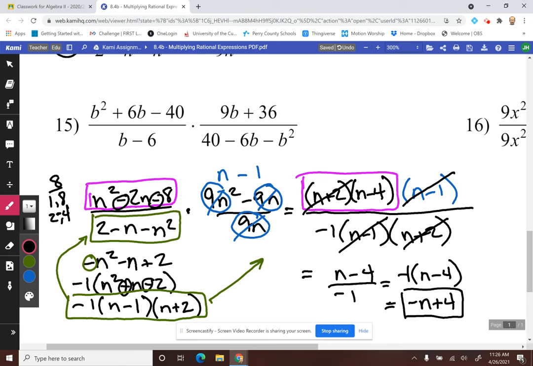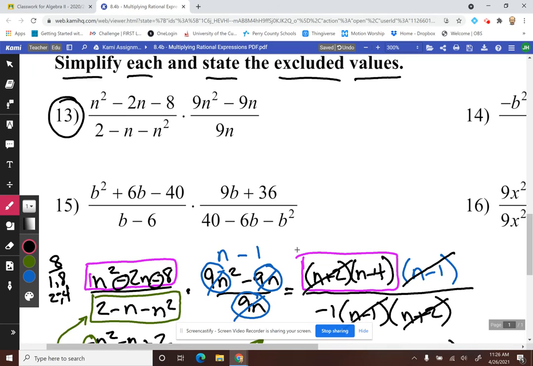Now, what I want you to think about is what my restrictions might be. And some of this I've actually got to go back to the original problem, okay? So if I look here, if any of this actually equals 0, I'm in trouble. Let's think about 9n equals 0. If n equals 0, then that's going to make this 0, okay? So first of all, n cannot equal 0. We know that for sure.